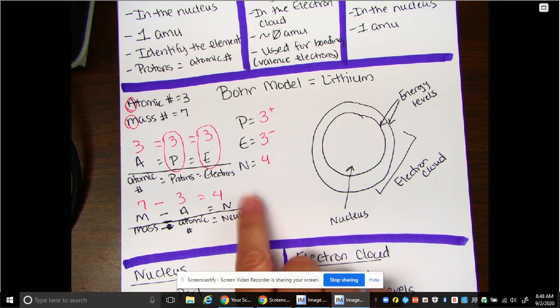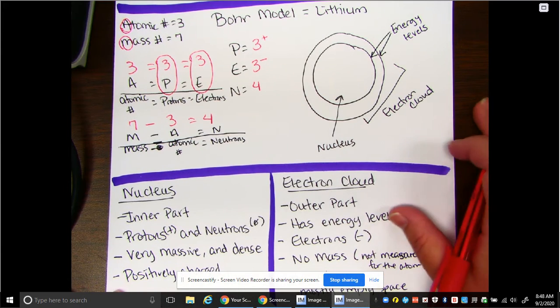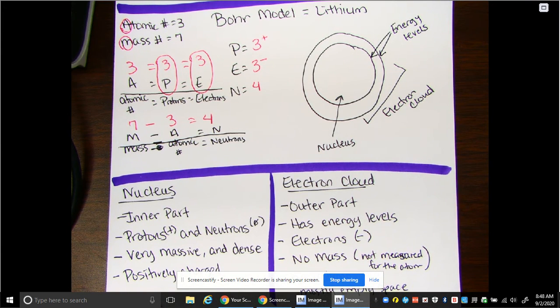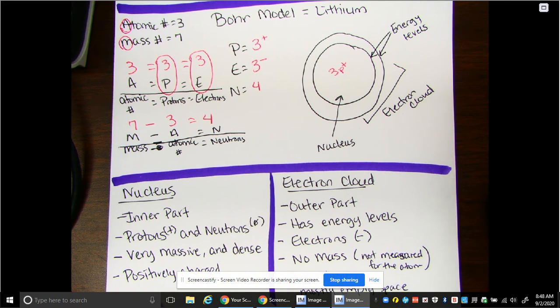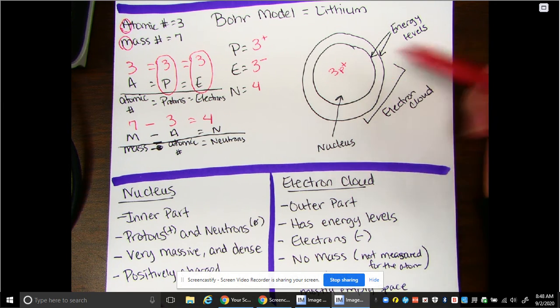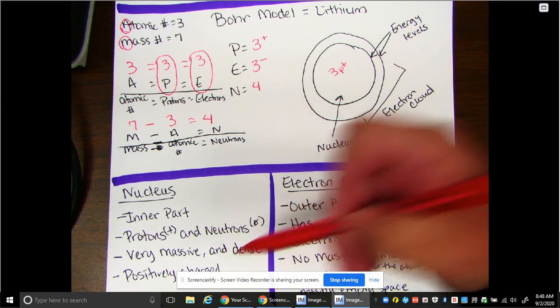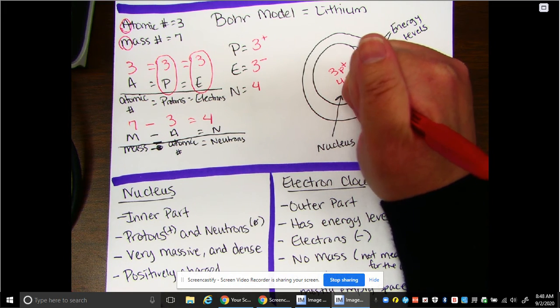And now I need to put them into my atom. So we already went over what's in the nucleus and what's in the electron cloud. In the nucleus, we have protons and neutrons. So I have 3 protons. I'm going to write 3p positive, right? 3 protons positive. How you choose to draw this or write this is up to you. Some people draw a bunch of circles or plus signs. Some people just draw plus signs. But I just want to use the symbols for it, okay? And as for my neutrons, 4 neutrons.